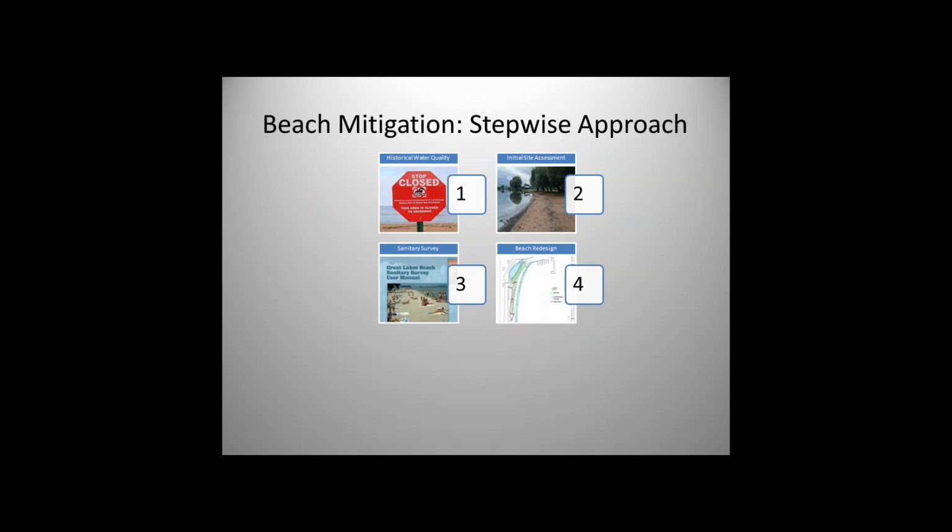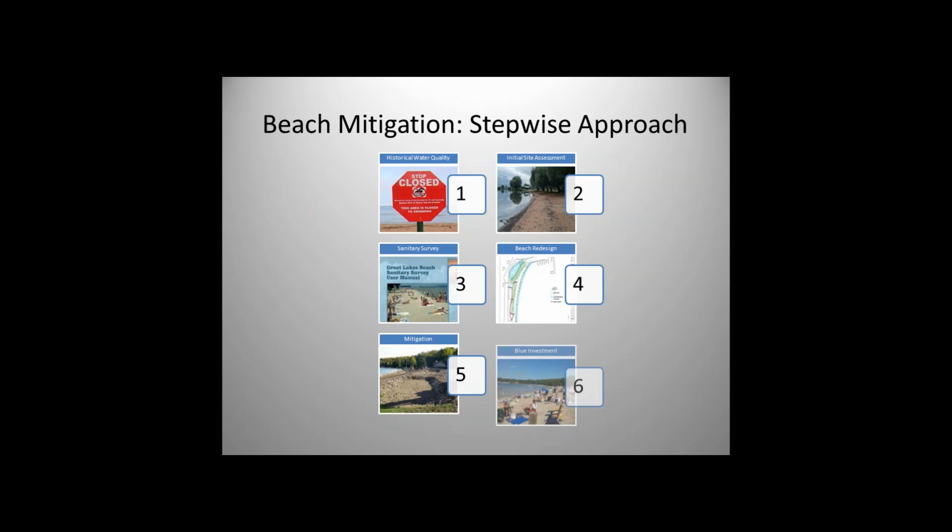The next step is then developing a beach redesign plan based on the sources that we identified during the data collection. So we want to ensure that the improvements we're making at the beach are being helpful and not harmful. So we want to make sure we have enough data before moving forward and that our beach redesigns are addressing the potential sources that we previously identified. Then the next step is mitigation, if funding permits. So that's usually the most exciting phase, and we have some great examples of that today.